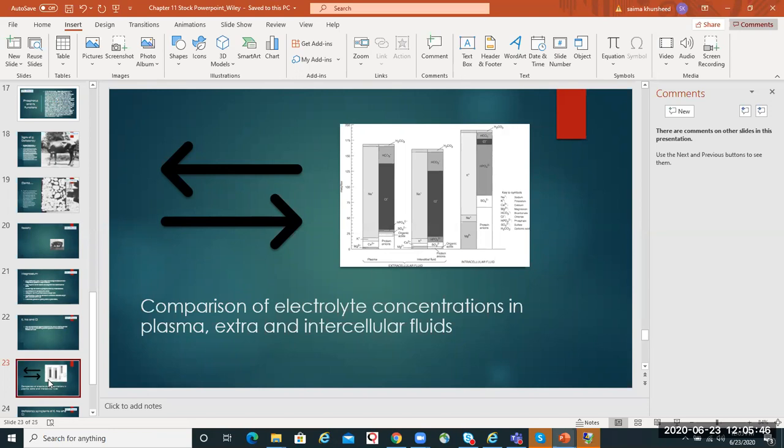Chlorine acts with bicarbonate to balance electrically the sodium of the extracellular fluid. So excess excretion of sodium by the kidney is accompanied by chlorine excretion. Chlorine is present almost exclusively in the extracellular fluid, as you can see here in the figure.